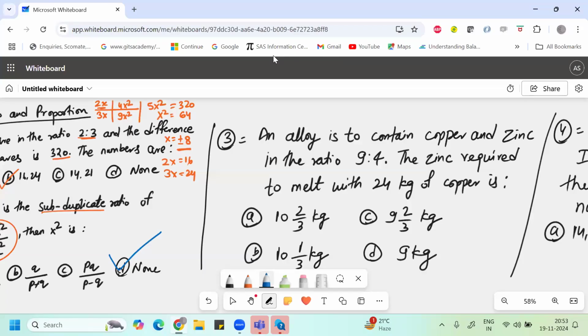Only one person has given the answer. What about others? Option A is the answer. Others, are you not able to do this question?